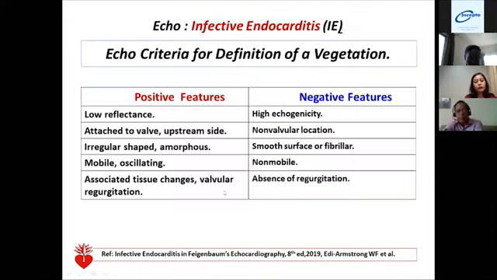detected. So, what are the findings of the vegetation? These are the positive findings, and these are the negative findings. What are the positive features? Low reflectance, attached to the valve on the upstream side, irregular shape, amorphous, mobile, oscillating, associated tissue changes, and valvular regurgitation. Negative features are high echogenicity, non-valvular location, smooth surface or fibrillar, and non-mobile.